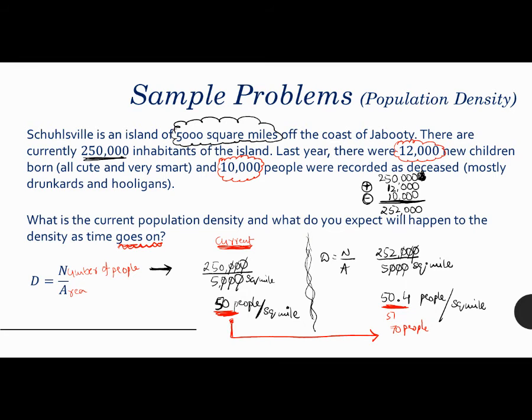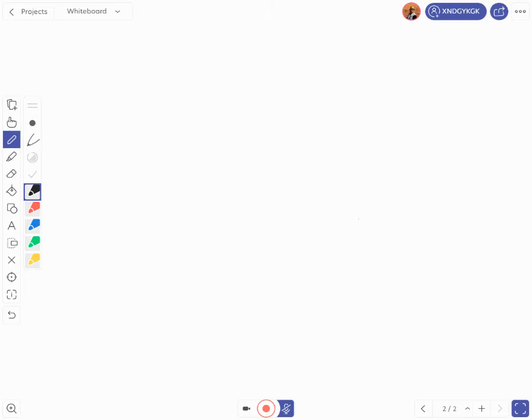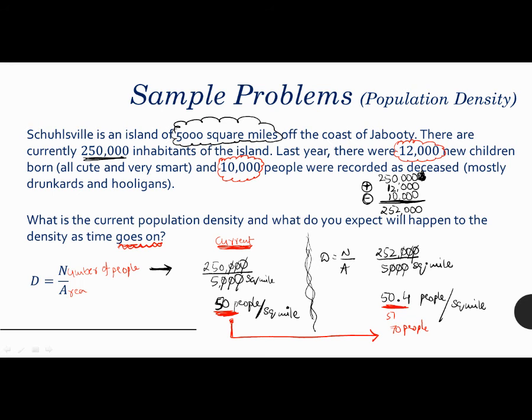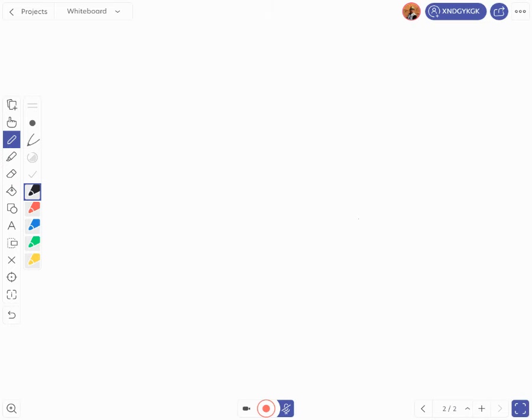Okay. Now let me jump to my whiteboard. Any questions on this population density? My apologies, I jumped quickly. Any questions on this? Well, let me jump to my whiteboard now. I'll copy some questions from the worksheet.